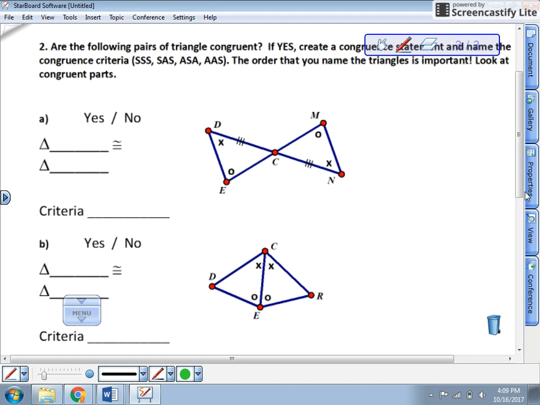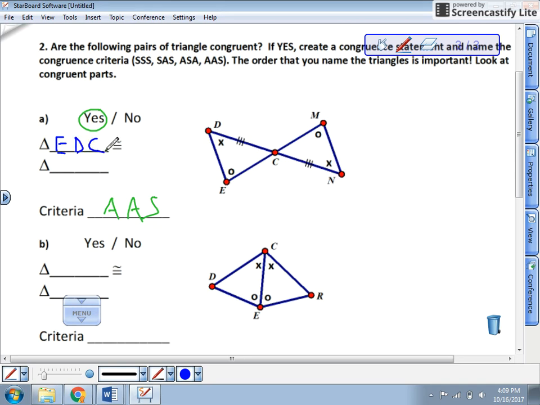So this one, all right, we've got two angles and a side. Okay, so they are congruent. All right, the criteria is angle, angle, side. Now, here's the really important part, naming them. Remember, in the congruence statements the sides have to match up. So on this first triangle, I'm going to start with triangle E. That's got the circle. And I'm going to go to D. And then I'm going to go to C.